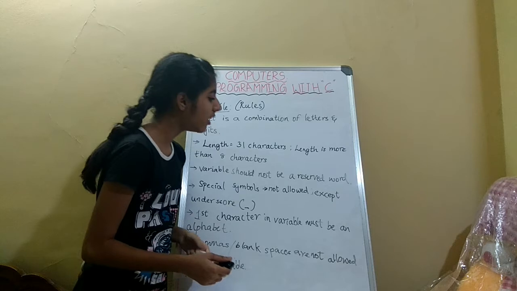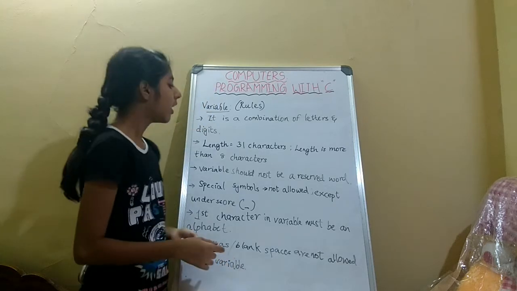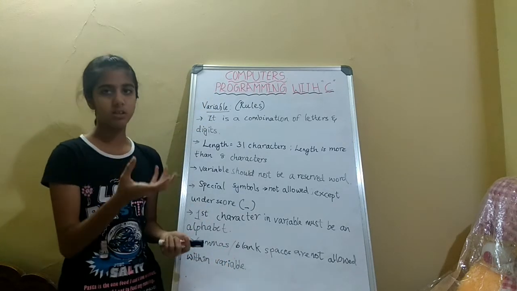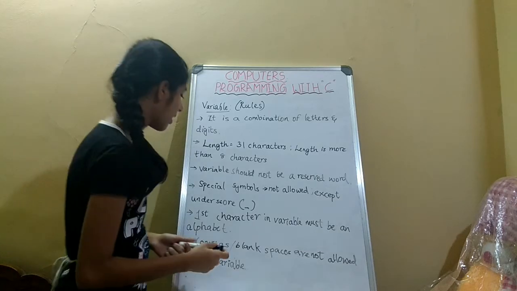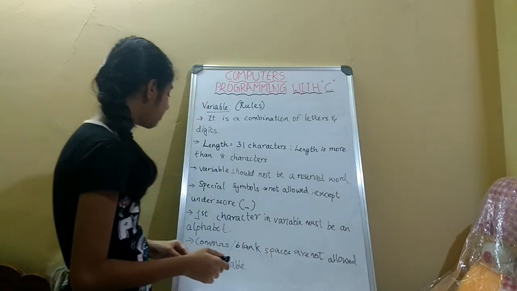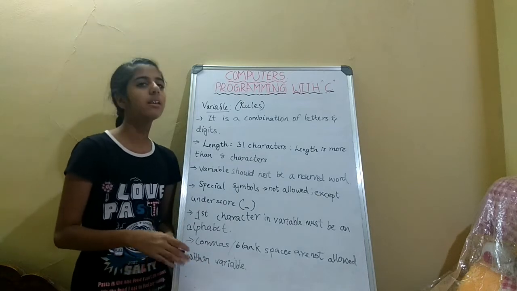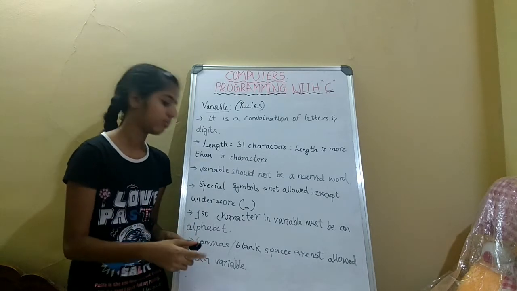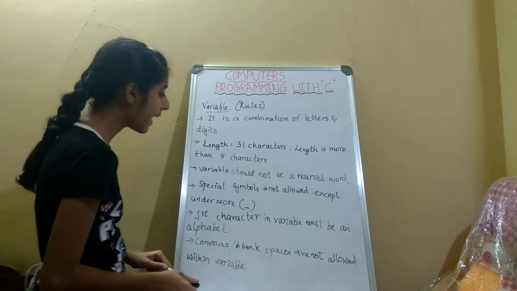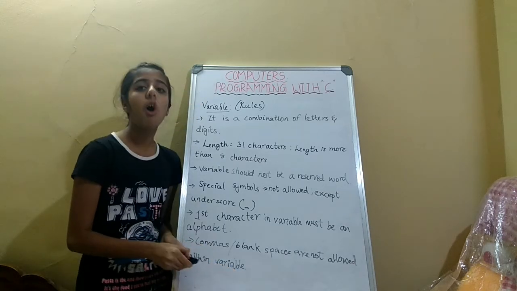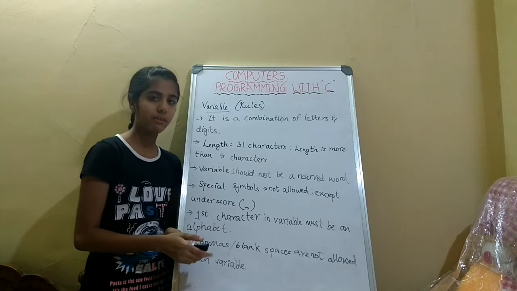A variable should not be a reserved word. A variable should not be a particular word in the keywords. Special symbols are not allowed except underscore. So other than underscore, no other symbols are allowed. The first character in a variable must be an alphabet. So we should always start with alphabets.